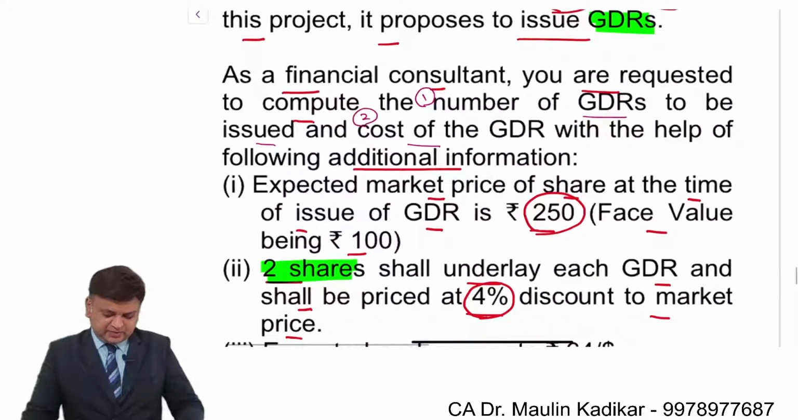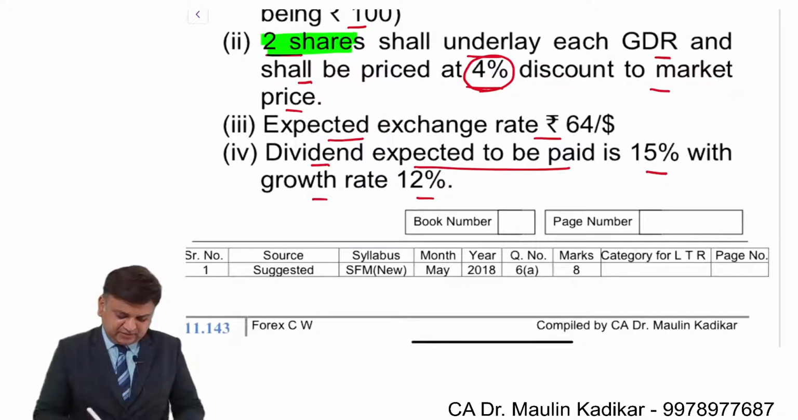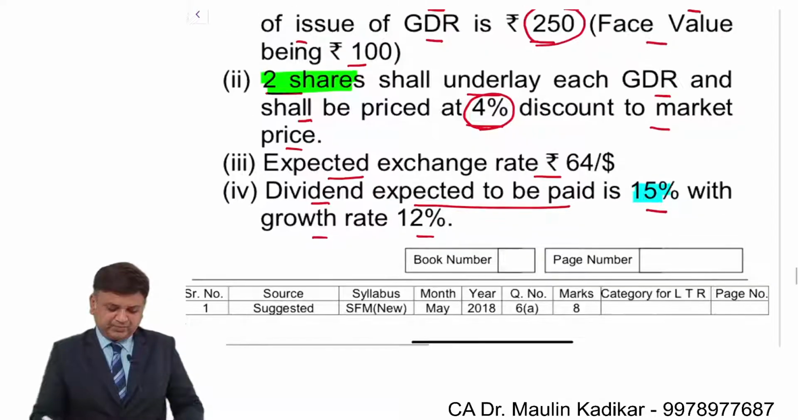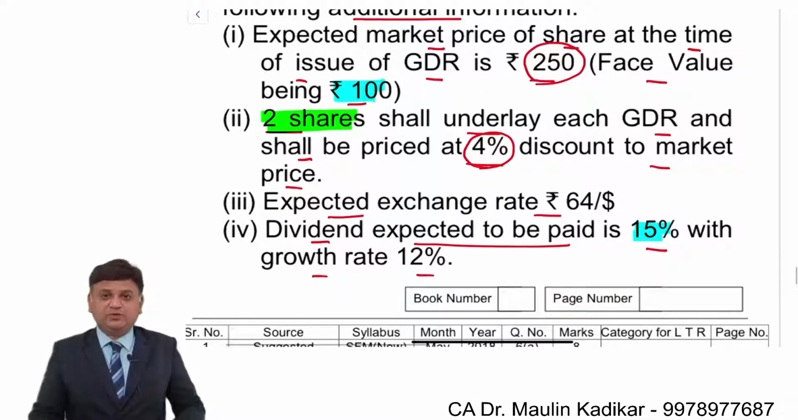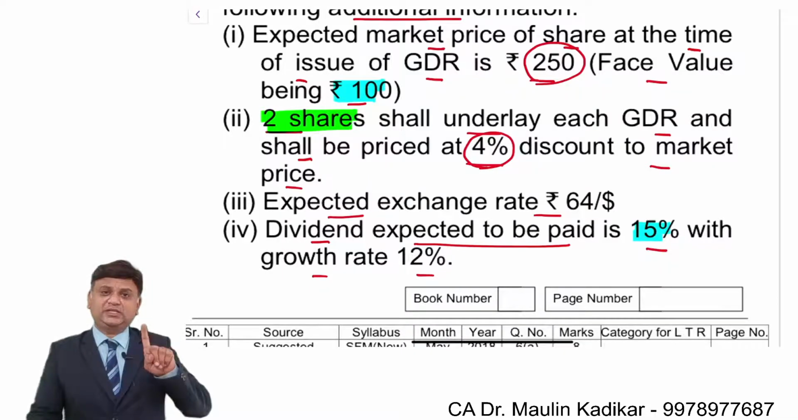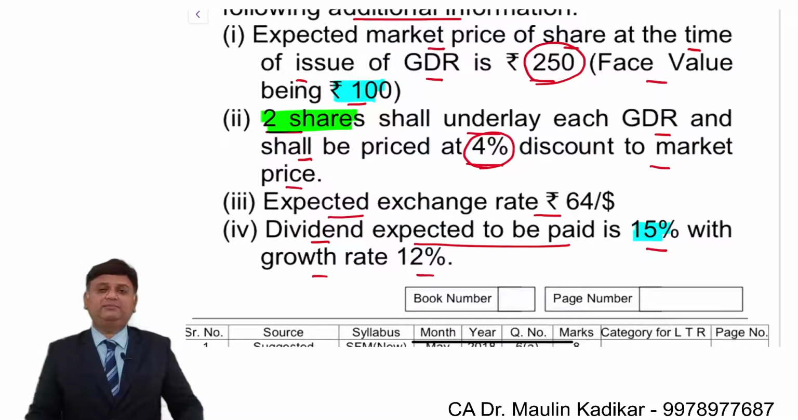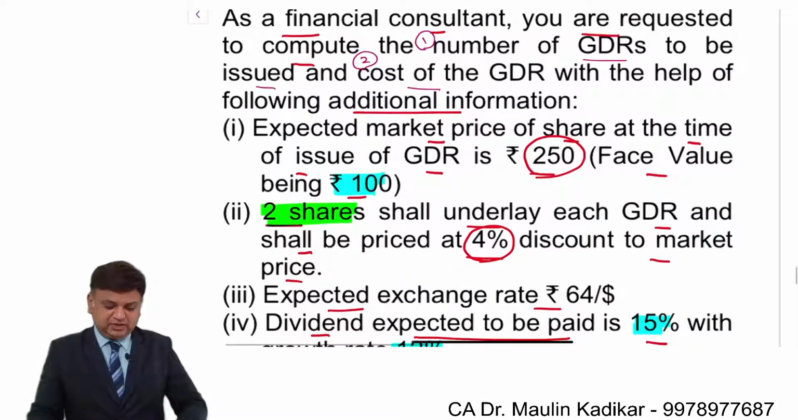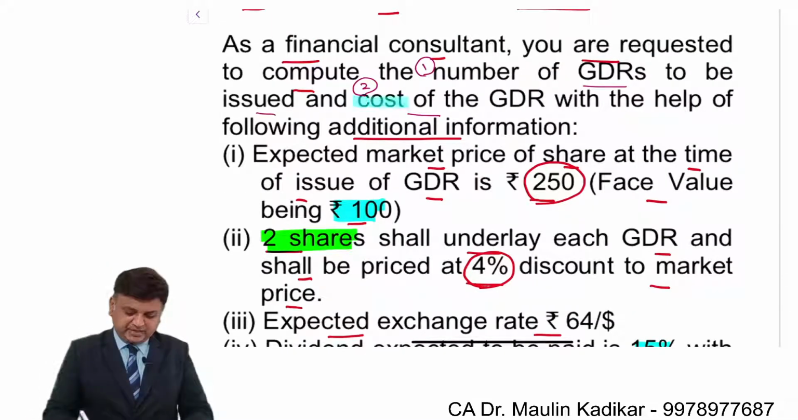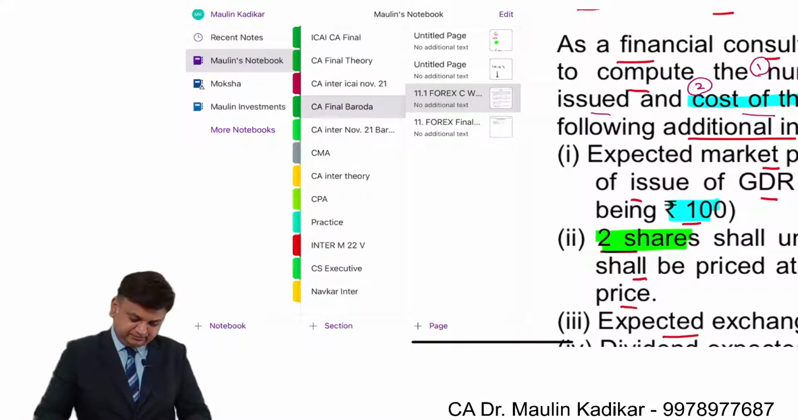Information is provided that the expected dividend is 15%. Again, use your calculator: 100 rupees into 15%, 15 rupees is the dividend for 1 share. However, 1 GDR is equal to 2 shares, so 15 into 2 comes to 30. So 30 rupees is the dividend, divided by market price of the equity share minus flotation cost, plus growth rate. That is the way the cost of equity is calculated. That is the cost of GDR. That is the first working that is supposed to be made. So let us answer the question.